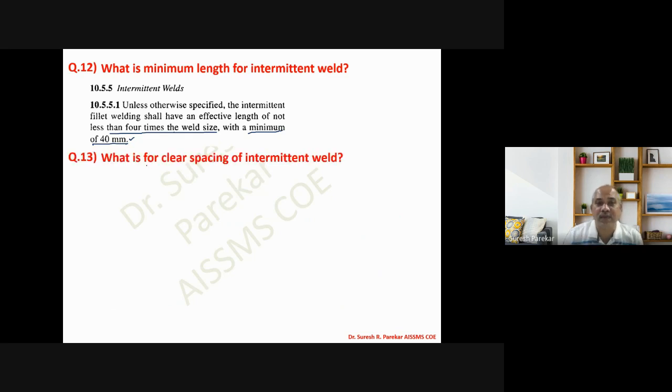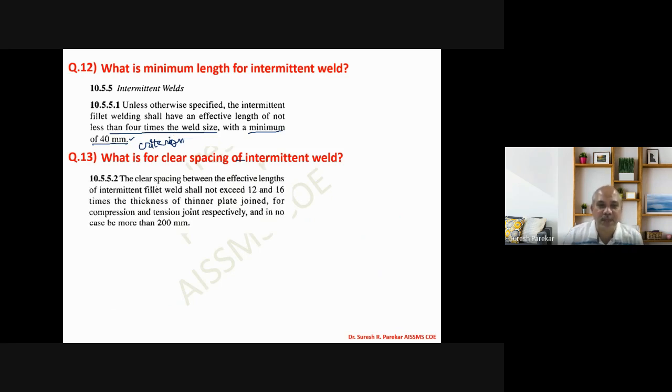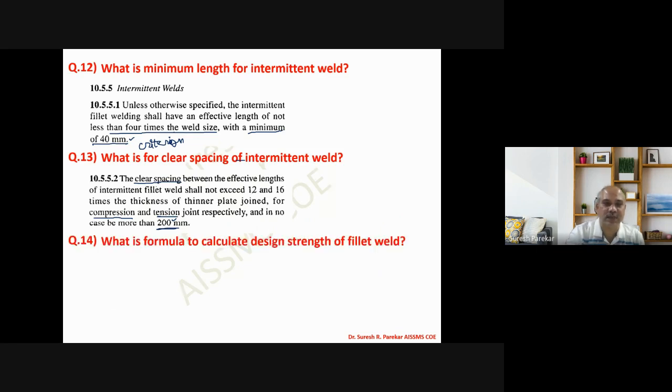What is the criterion for clear spacing of intermittent weld? So clear spacing, as mentioned over here, shall not exceed 12 and 16 times the thickness of the thinner part. 12 is for compression and 16 for tension, and in no case more than 200 millimeters. So maximum we have 200 millimeter. Then we have to check it with 12T and 16T also.